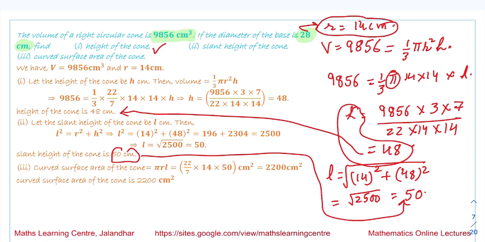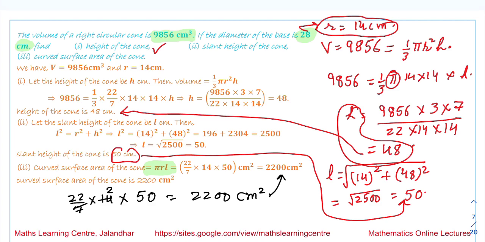Next thing we have to calculate is the curved surface area of the cone, and the formula for the curved surface area is pi r L. Now pi is 22 by 7, the value of r is 14, and the value of L is 50. When we solve this, we get the answer 2200 centimeter square. So this is the curved surface area of the cone.